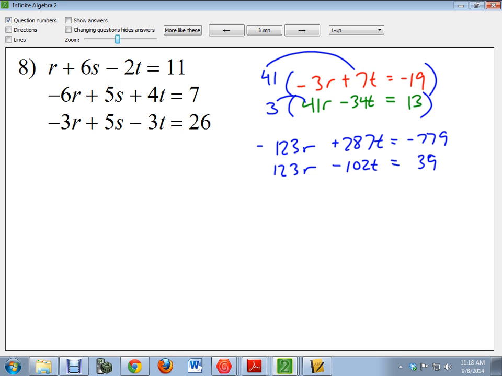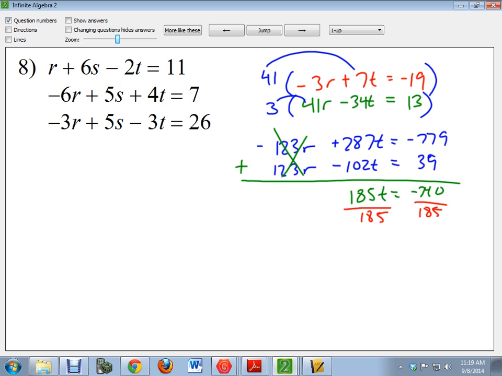Now we have two new equations again that have opposite signs in front of the r's. When we combine these by addition, those are going to cancel. 287 minus 102 is 185t. And then negative 779 and a positive 39 would combine together to be negative 740. This is a very simple equation with one variable, and it's going to be simply solved by dividing by 185 on both sides. So negative 740 divided by 185 is going to be negative 4. T is equal to negative 4.